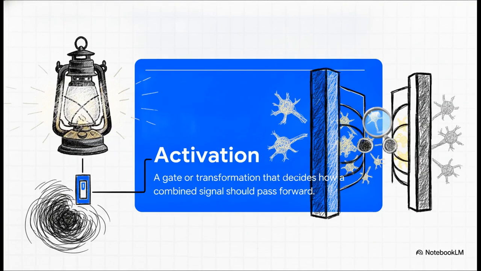And finally, we have activation. Look, a gathered total of evidence by itself is kind of like a thought that hasn't been spoken out loud yet. Activation gives the neuron its voice. Imagine a lantern that is programmed to only turn on when the room gets dark enough. The darkness is the input, but the switch itself decides what to do with that information. Activation is simply the gate that decides if the gathered evidence is strong enough to pass forward.